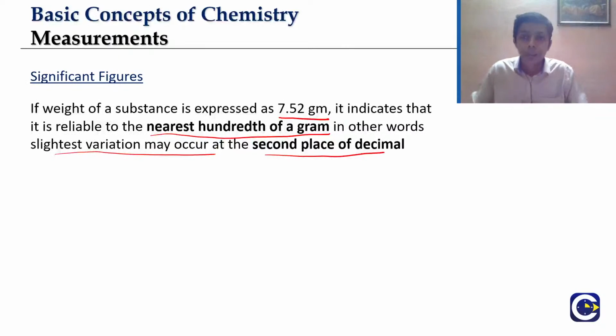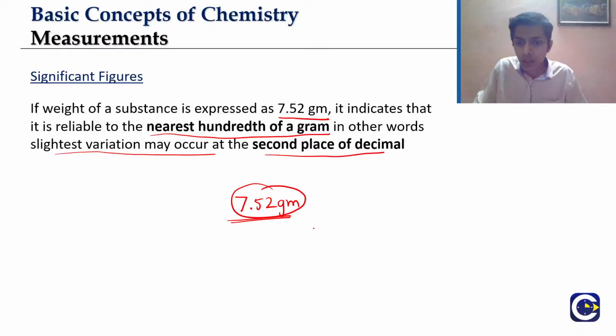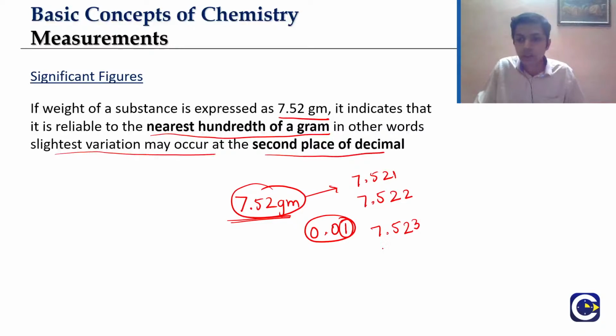So what does that mean? Whatever value is given, let's say 7.52 gram, that means this value is accurate up to 0.01, the hundredth. That's what hundredth means. But the 7.52 gram can also be 7.521. We don't know. Somebody might have rounded it off to 7.52, isn't it? It could be 7.522. It could be 7.523. It could be 7.524, or it can be 7.525 also, isn't it?